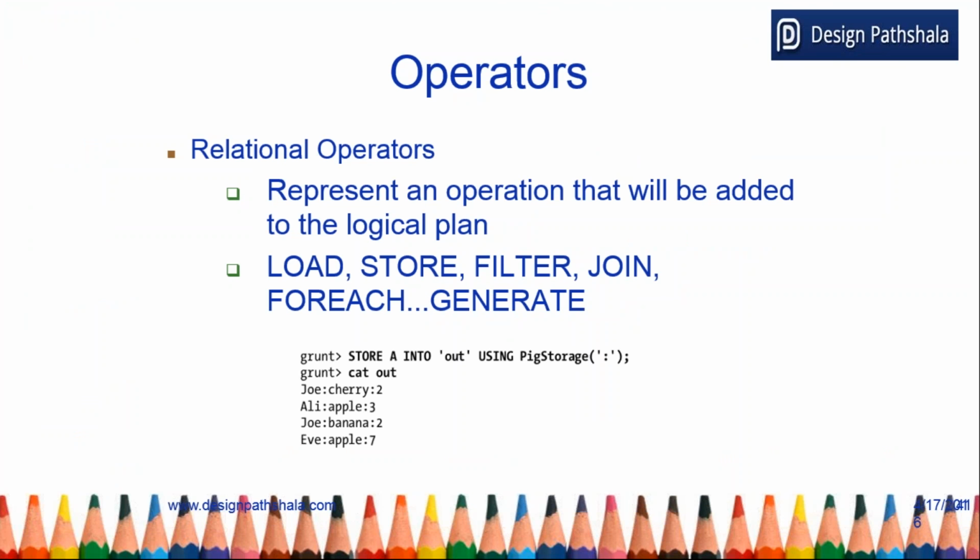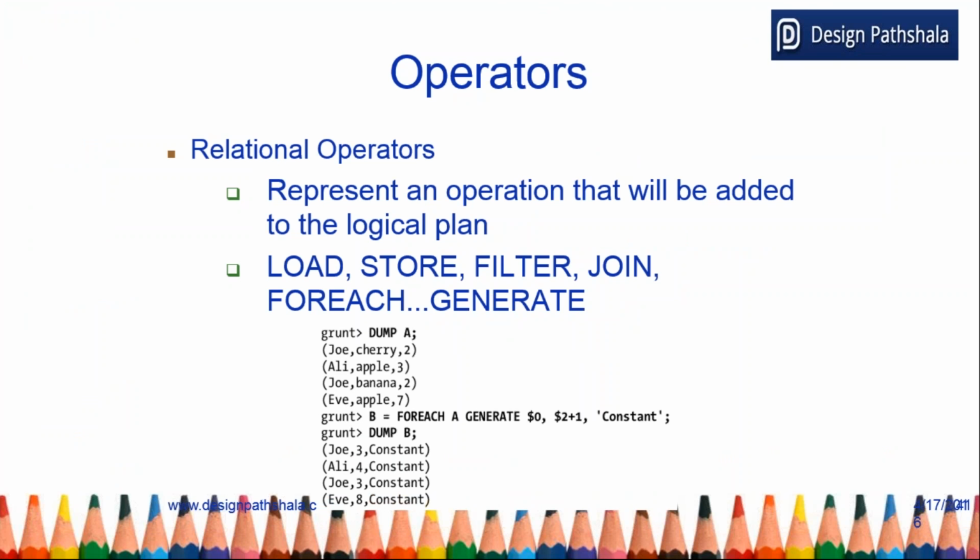So I have a colon separated file something like this. ForEach is the operator which will run for each line in your file. ForEach will run for each line in your file.